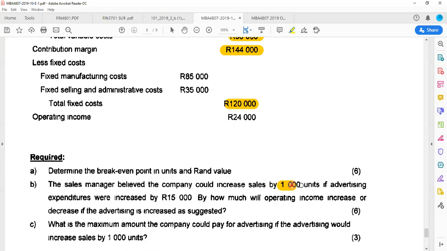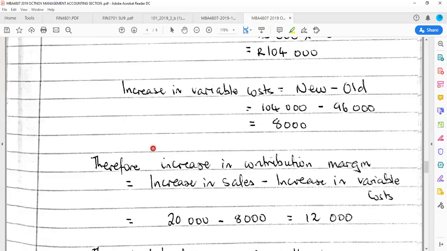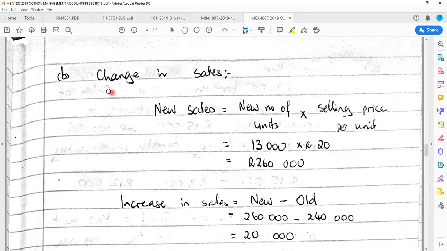So here we're told that sales increased by 1,000 units and advertising increased by 15,000 Rand. You need to be really careful to follow the changes that are taking place. I'll try to take you through the changes as best as I can. Firstly, we can get the change in sales. Our new sales are the new number of units, 12,000 plus 1,000, which is 13,000, times the selling price per unit of 20 Rand, giving us new sales of 260,000.